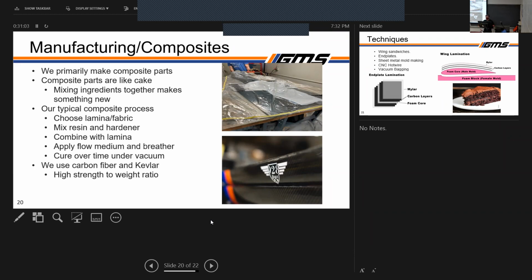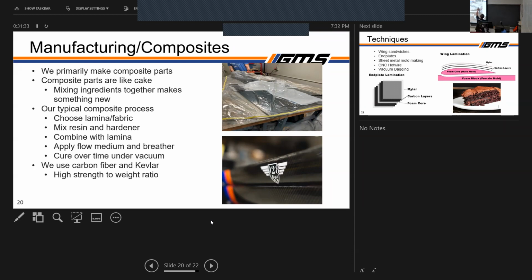It's also something that's a little difficult to understand and model. But our typical composite process involves choosing some kind of lamina or fabric. So for example, carbon fiber was used for all the wings because it has a high strength to weight ratio. It also looks really cool. And then we mix it with resin and hardener in order to begin curing our laminate. We combine them together, and then we apply some kind of film medium and breather.